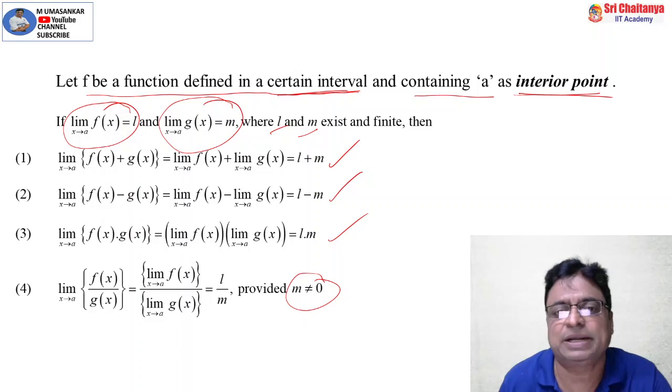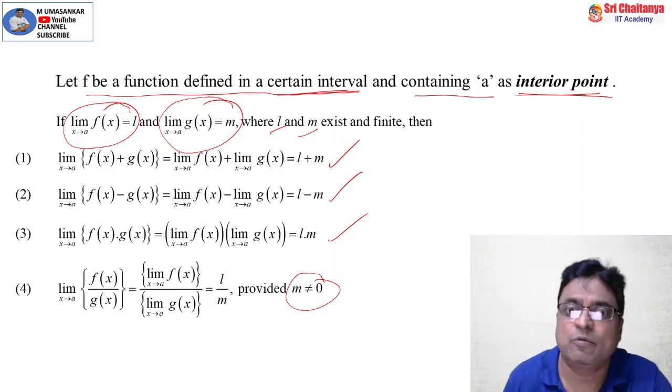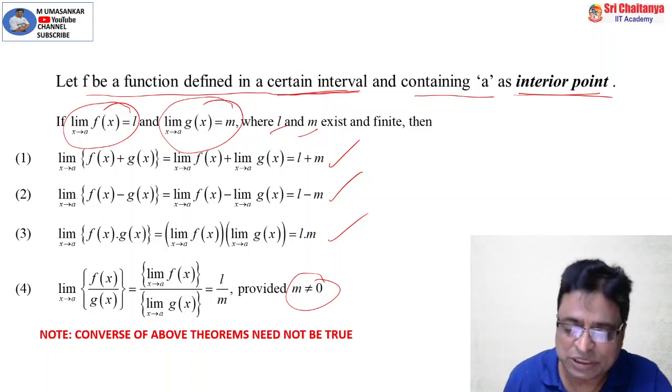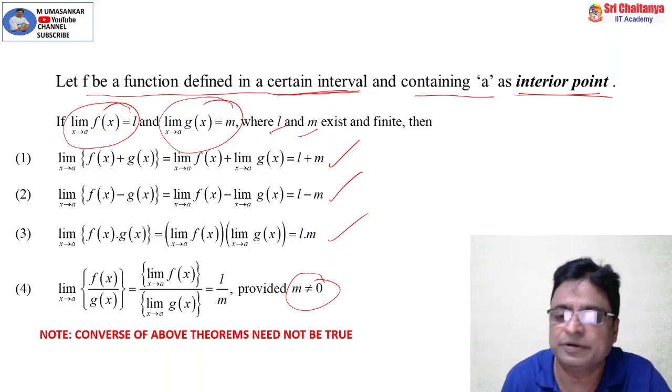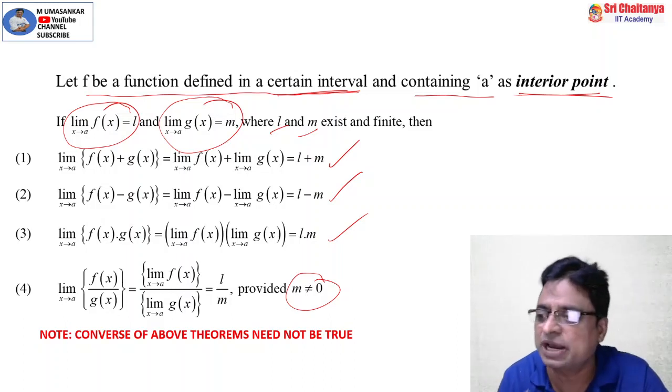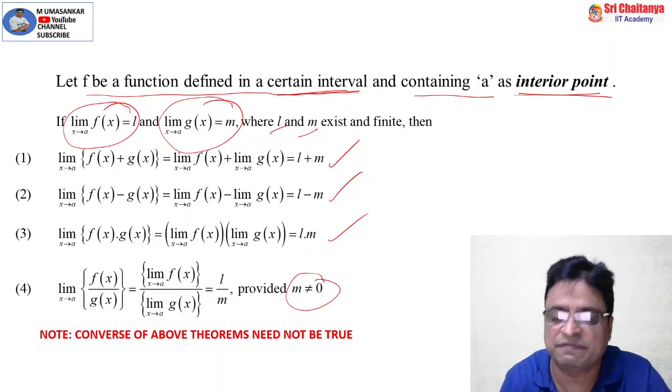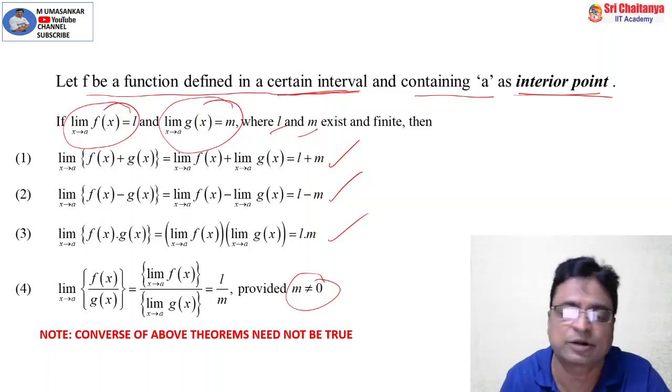Everybody tells like this. There is no problem at all. But my question is, what about the converse? This is important. Actually, so far in our regular examinations, competitive examinations and every textbook, they are concentrating only on this: if they give the limit of the function f of x and the limit of the function g of x, which in general may exist, then they ask the limit of the sum of the functions or difference of the functions or product or quotient, something like that.